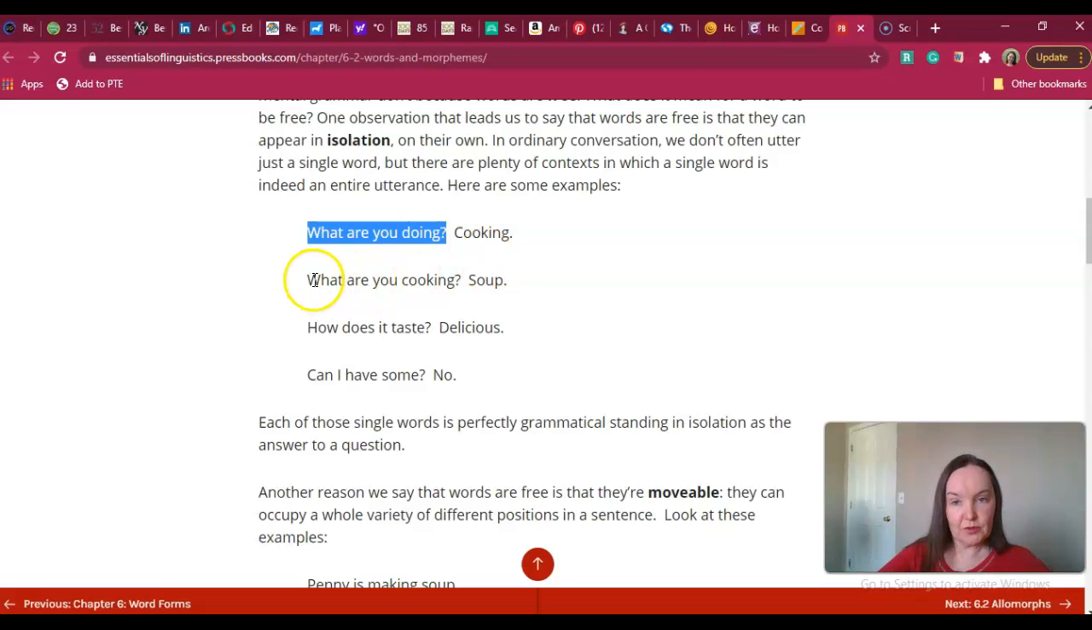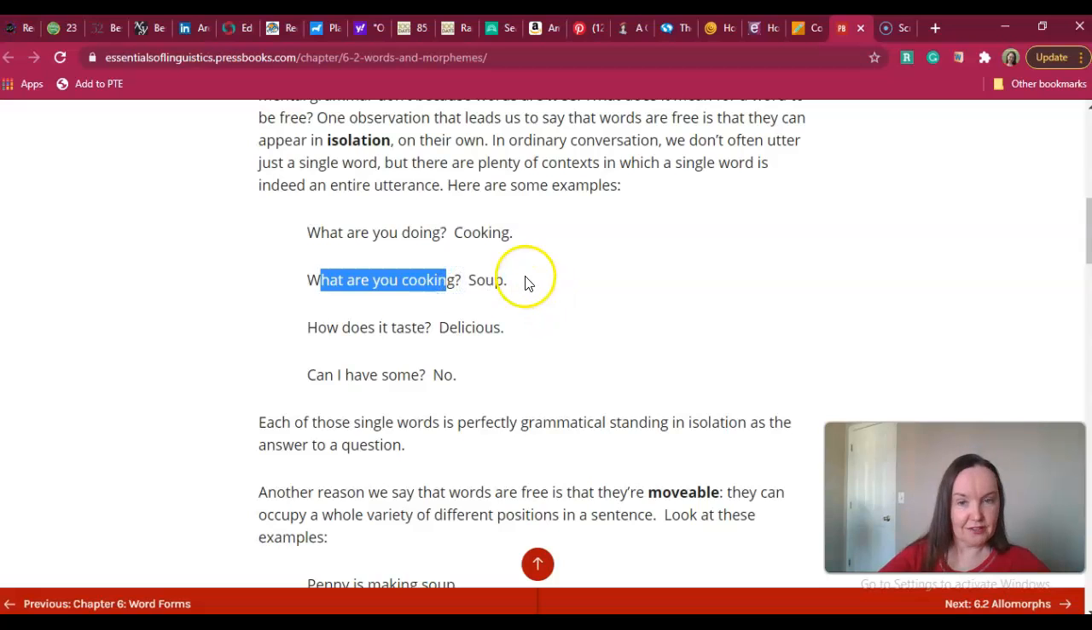Okay, what are you cooking? Soup. Again, soup can exist here on its own. It doesn't have to be attached to anything else. How does it taste? Delicious. Can I have some? No.